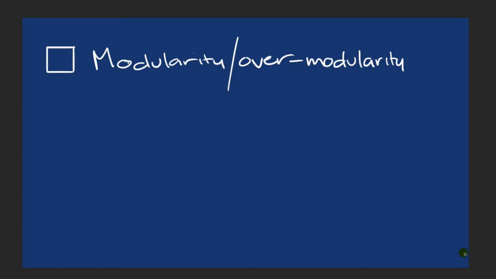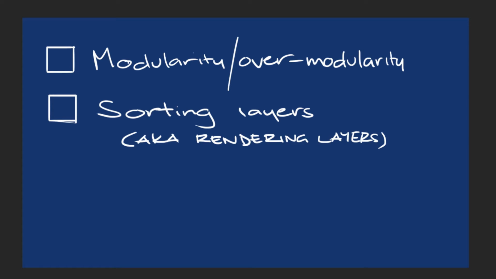The first point is modularity versus over modularity. There's a very fine line between modularity and over modularity, and I'll be touching on that in the video itself. And the second point, and this is the only other point that I'll be making today, is using sorting layers or rendering layers and how they're important when you're making a 2D game.